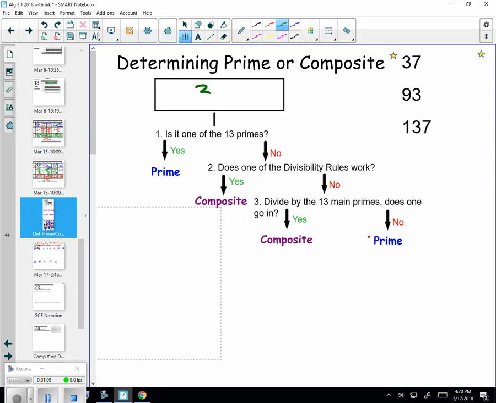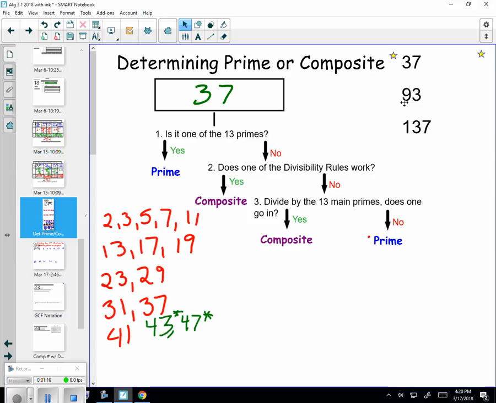Let's start with 37. The first question is: is it one of the 13 primes? Write your primes down and check. If you notice, 37 is one of the primes. I put two extra primes in here so you would know that 43 and 47 are primes. They're often used as a trap because they are so close to the first 13 primes. So right now we can say 37 is prime, and we're done.